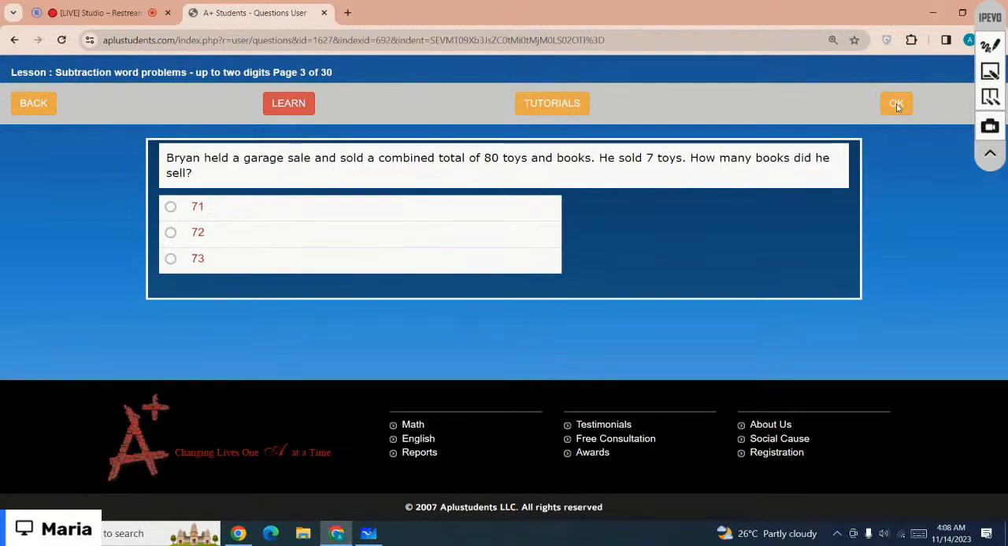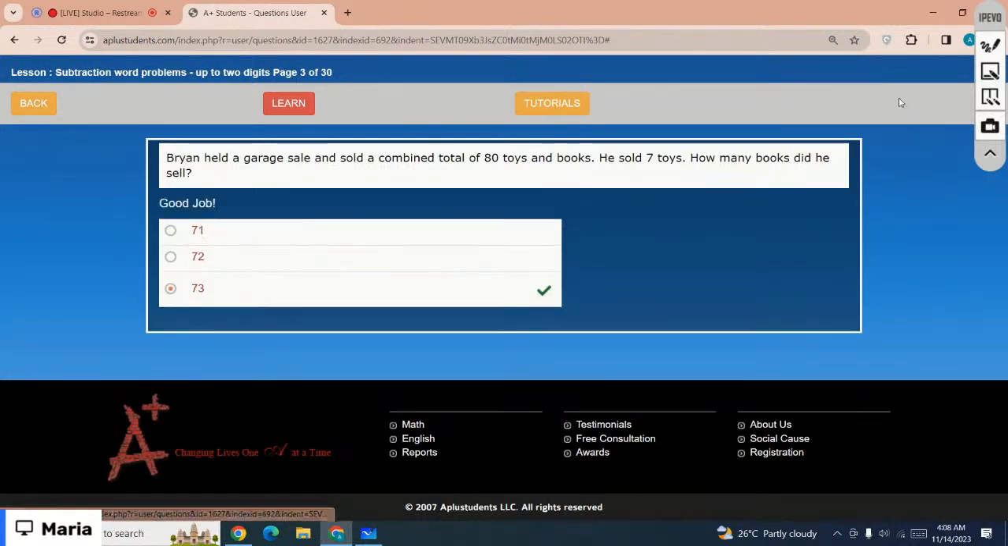Start with 80 and count back 7. So you end up on 73, right? That means 73 of them were books, right? 7 of them are toys and 73 of them were books.